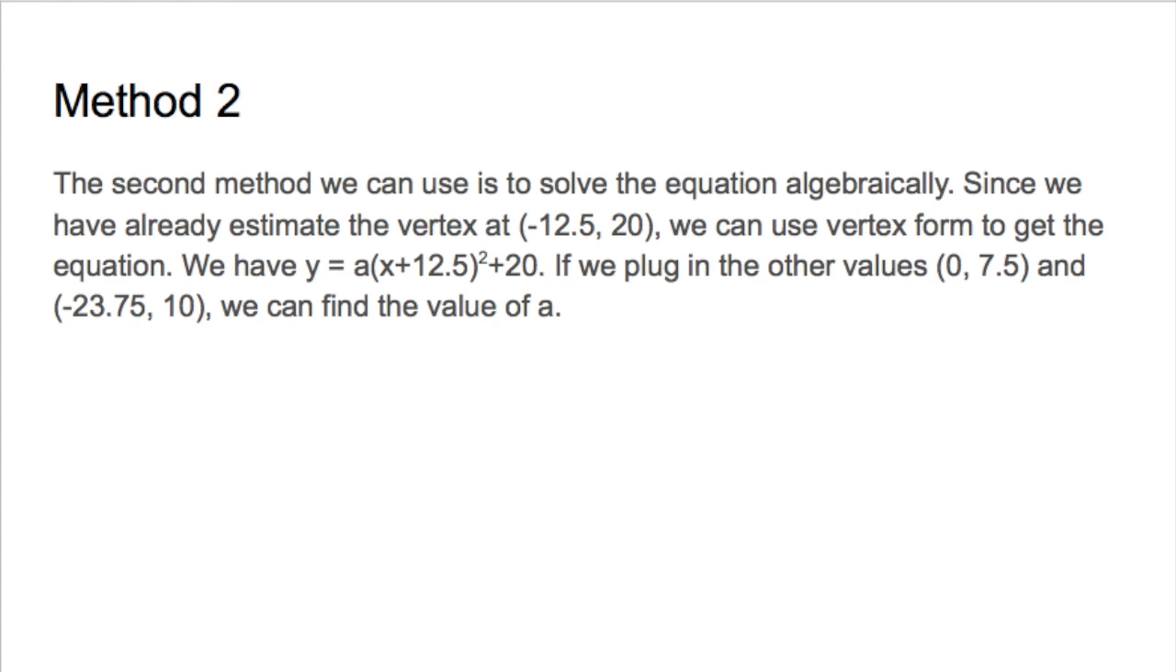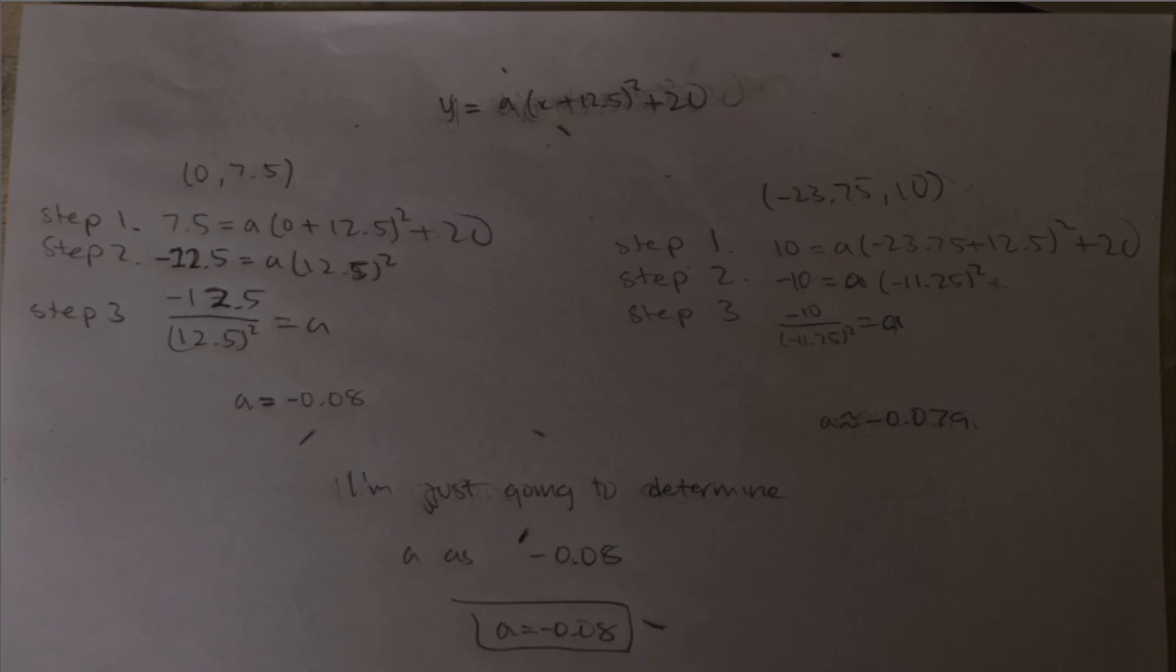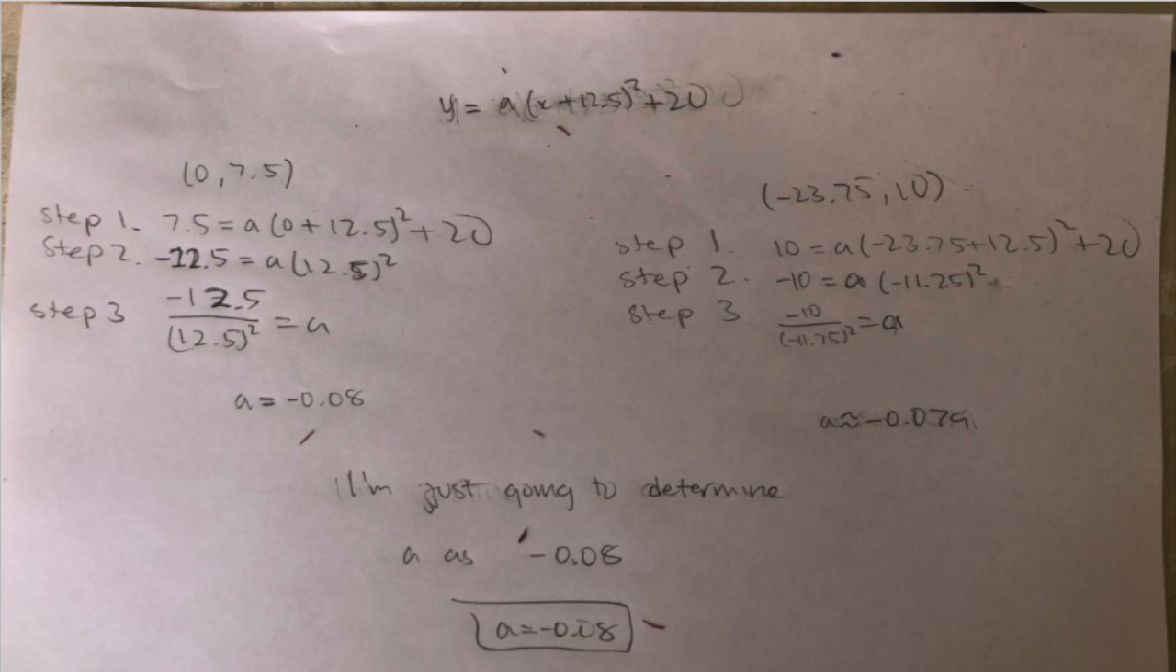The second method we can use is to solve the equation algebraically. Since we already have estimated the vertex at (-12.5, 20), we can use vertex form for a parabola to get the equation. We have y = a(x + 12.5)² + 20. We can get this because (-12.5, 20) is the vertex. If we plug in the other values, (0, 7.5) and (-23.75, 10), for x and y, we can then find the value of a.